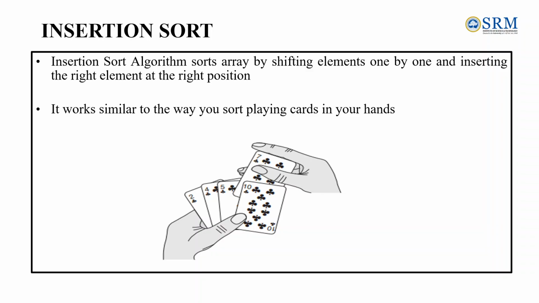If not, I'll take the second value and compare it, then the third value and compare it, then the fourth value and compare it. And wherever it correctly fits, I will insert it over there. That is called insertion sort. It shifts the elements by one and inserts the right element in the right position.